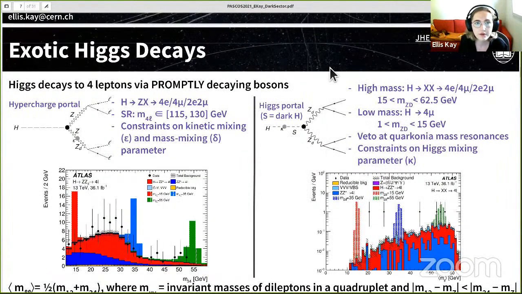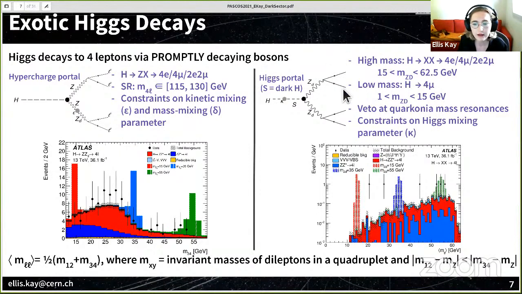Now, another example, this time with a Higgs portal, and this result actually is a prompt search. So there are two scenarios considered. One, where the Higgs decays to two standard model Zs, but one of them couples to a dark Z. And then we have a 4-lepton final state in the detector. And you see that we have this mixing between the Z and the dark Z.